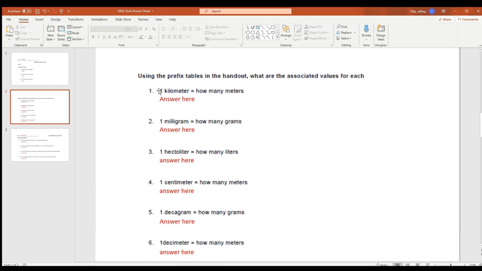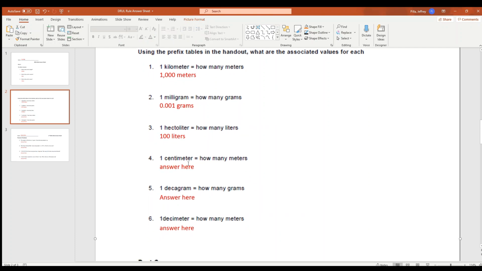So question 1, it says 1 kilometer equals how many meters? The answer there is 1,000 meters. Question 2, it says 1 milligram equals how many grams? The answer there is 0.001 grams. Question 3 says 1 hectoliter equals how many liters? Answer there, 100 liters.